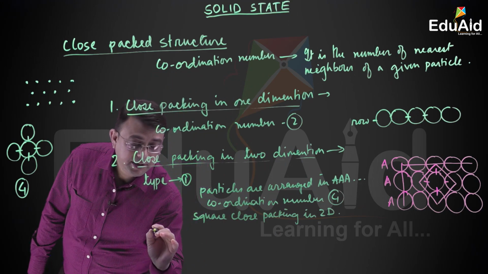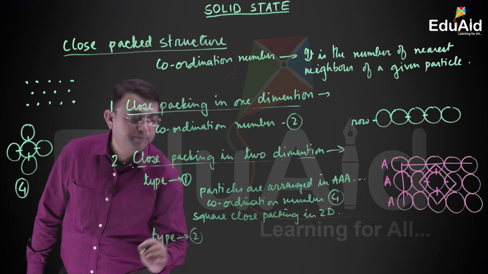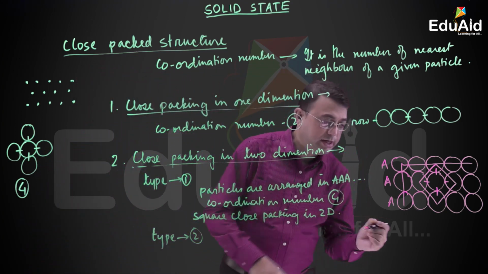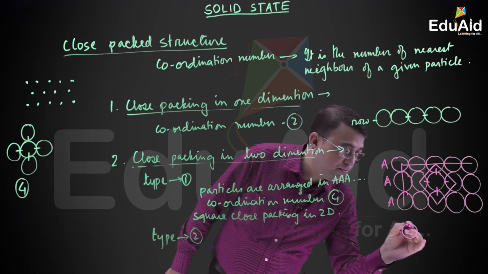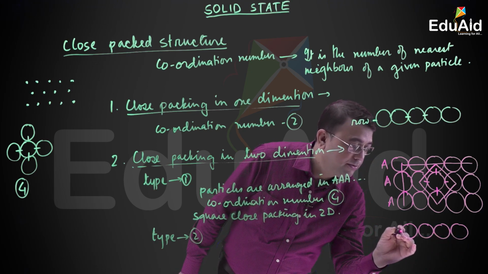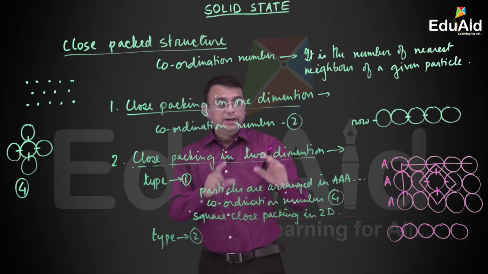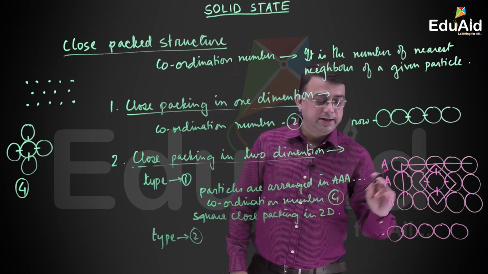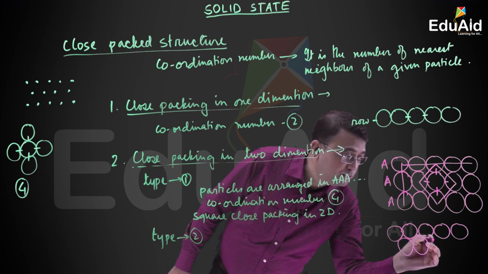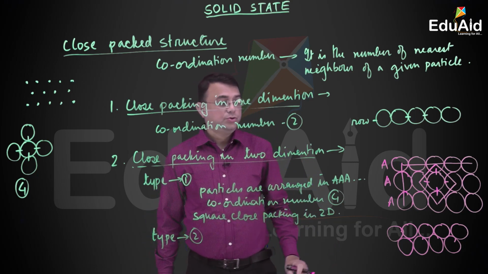Next, come to type 2. In the second type, we will find a similar arrangement, but in a different form. These are the particles in the second type. This is one row. Now, where to put the next row? The next row is not put just like this. The next row is put at the depression of the first row. Have you seen this?